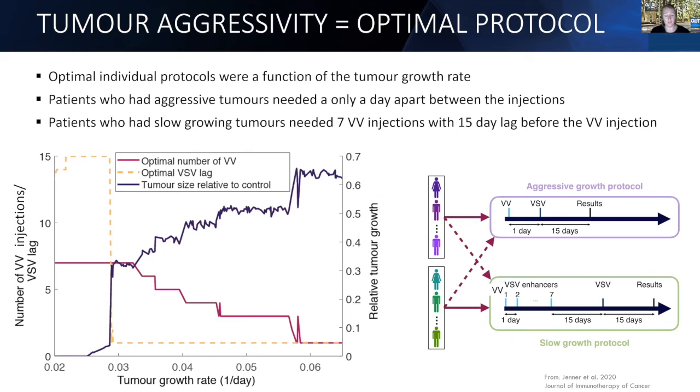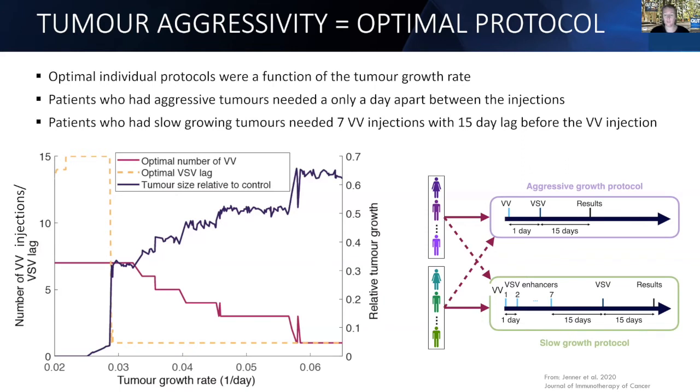So this is quite interesting to us because we're able to then see clinically that in breast cancer with oncolytic viruses, the aggressiveness of the tumor determines what type of treatment they would need and what would be optimal. So this is one example of where we use data.